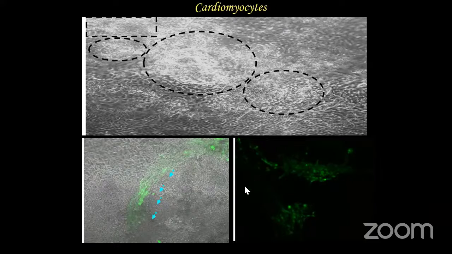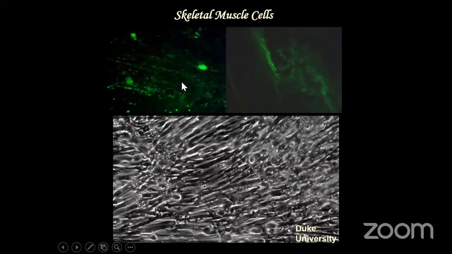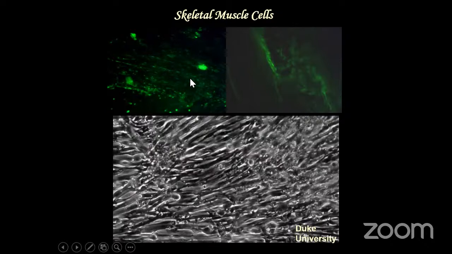Then next comes the skeletal muscles. This is actually a slide borrowed from Duke University, and this is from human embryonic stem cells. We have differentiated them into skeletal muscles. This is demarcated by specific molecules, that is, skeletal myocyte specific genes. So we have shown that these are skeletal muscles. So these are mesoderm derivatives.